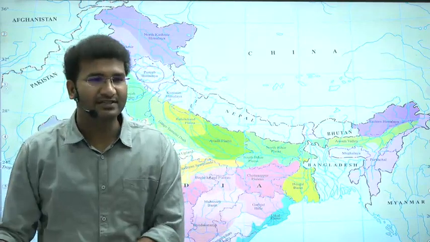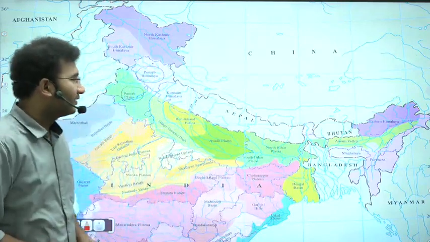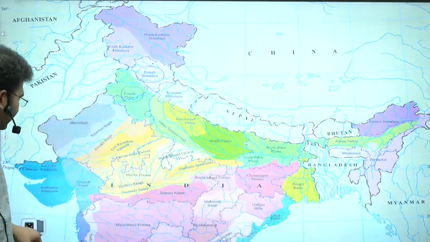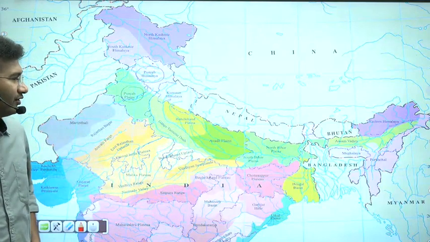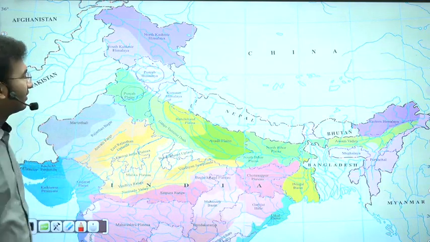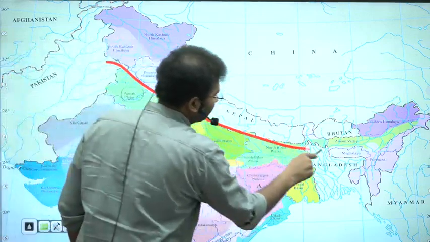Shields, cratons, platforms. These are very strong landforms where earthquakes do not happen so easily. So see the physiography here. Out of this physiography, I want you to remember the major physiographic regions. One, you all know that these are the Himalayas.